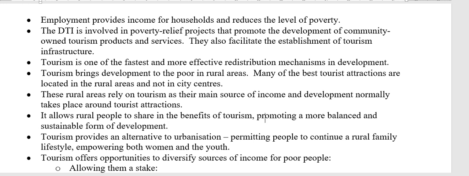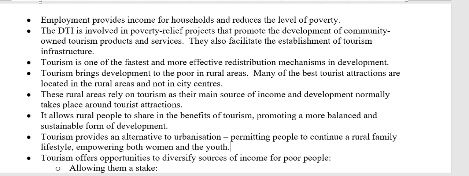In many cases, the rural areas rely on tourism as their main source of income. In many cases, they don't have other sources of reliable income really. So development normally takes place around these tourist attractions, which means that rural people have the opportunity to sell curios, to be an entertainer, to use whatever skills they have to provide services to the tourist industry when the tourist comes to their areas. And obviously that will provide us with a sustainable form of development. We are giving local people access to a job, access to share in the benefits of tourism.